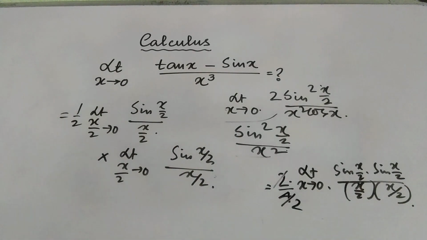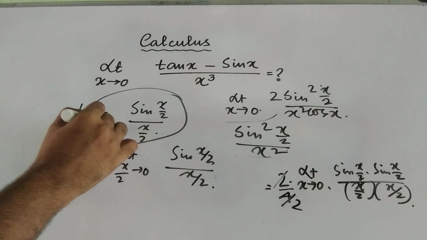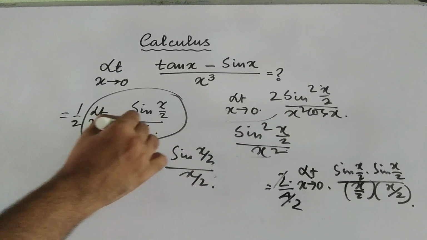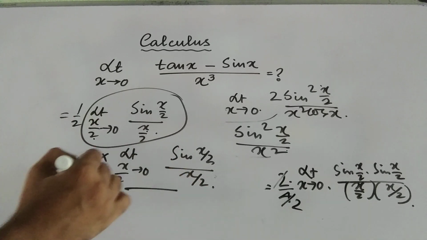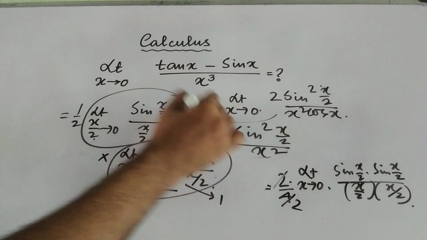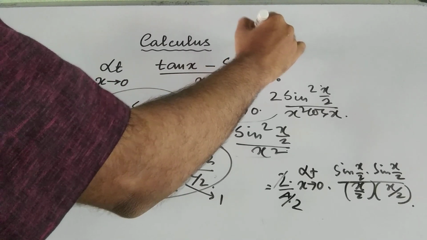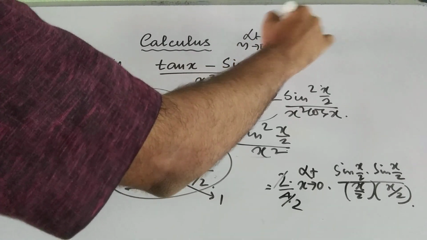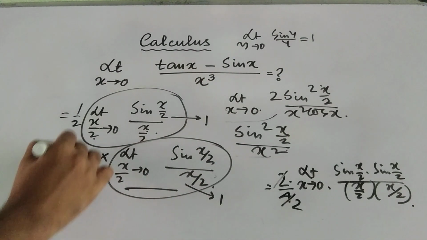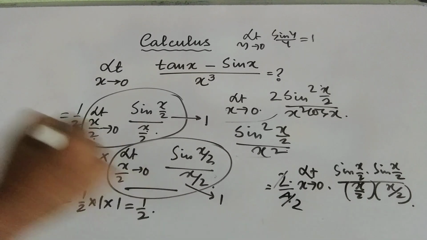Now from the basic formula of limits we know that this expression is evaluated as 1. If I consider x by 2 as y, then it is simply limit y tends to 0 sin y by y. Same for here also. So this expression is also evaluated as 1, because we know that limit y tends to 0 sin y by y is the basic formula of limit, and that is evaluated as 1. So the final answer is half into 1, that is half.